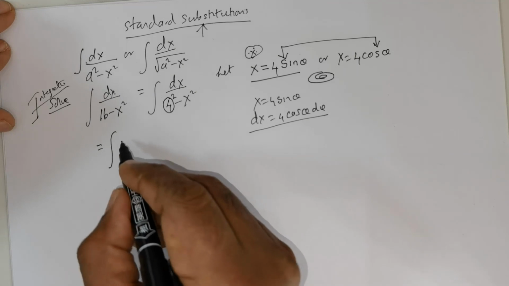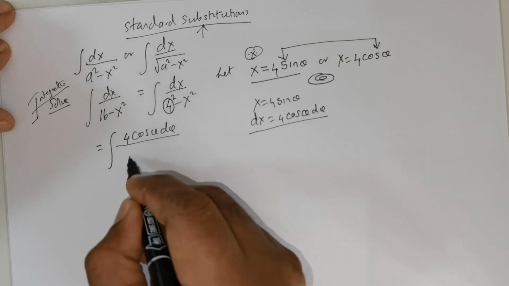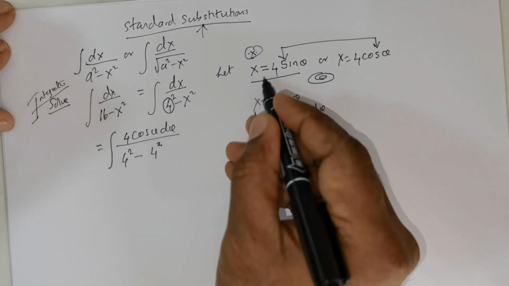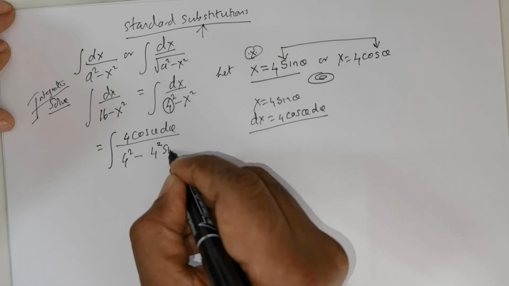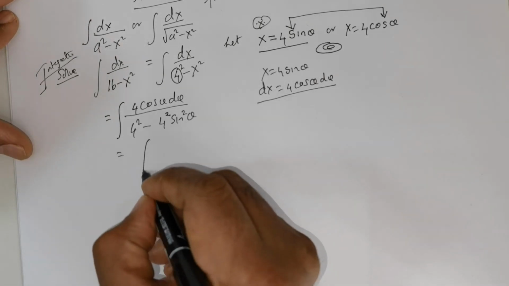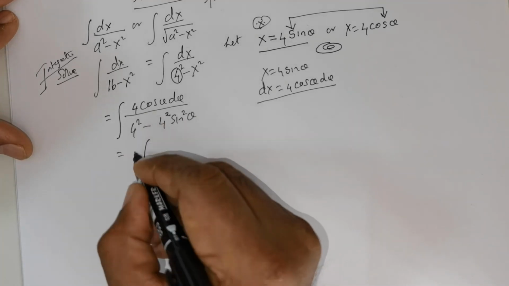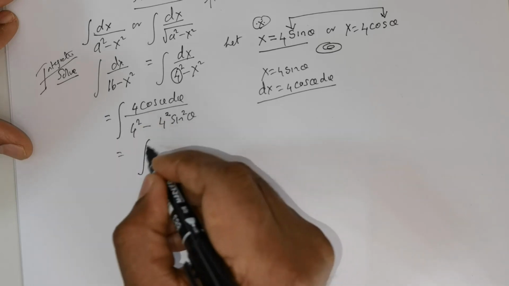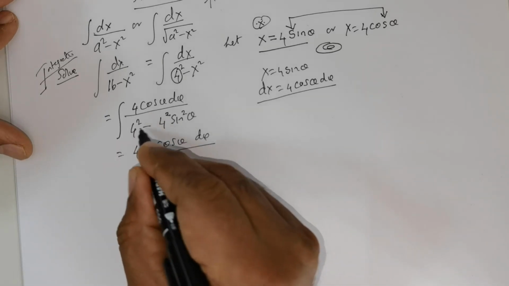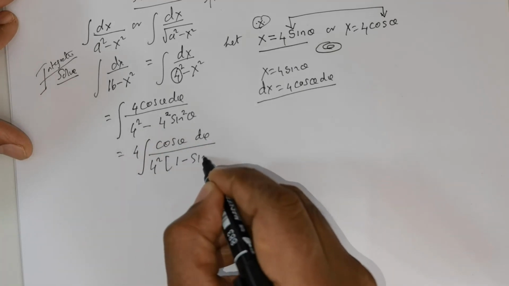So in place of dx, I'm going to substitute 4 times cos theta times d theta divided by 4 squared negative. In place of x, it's going to be 4 sine theta raised to the power of 2. So that's going to be 4 squared sine squared theta. I'm going to rewrite this as integral. 4 is actually a constant which is featuring everywhere. Take that out, place cos theta d theta. Now take a 4 squared out, and that would give me 1 negative sine squared theta.